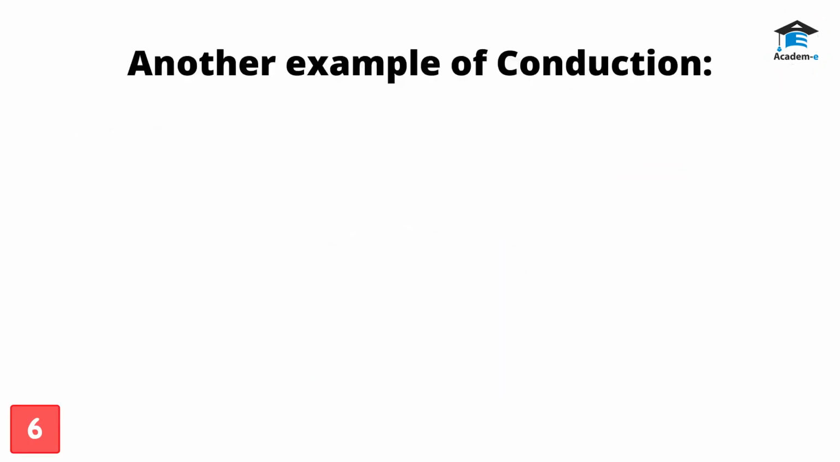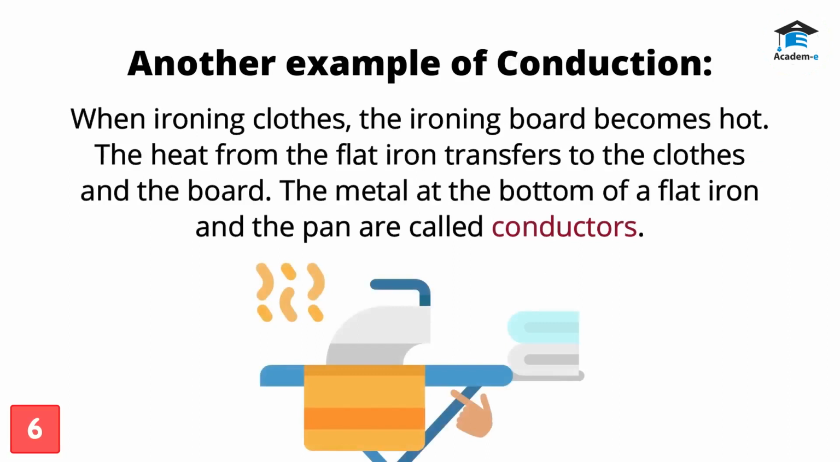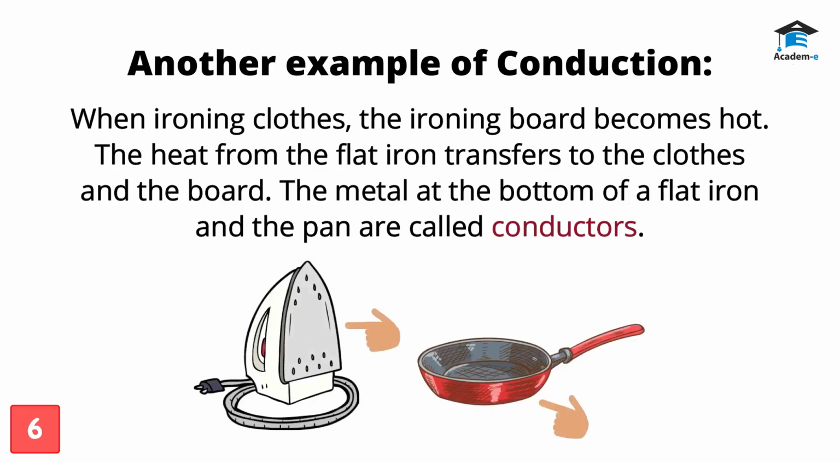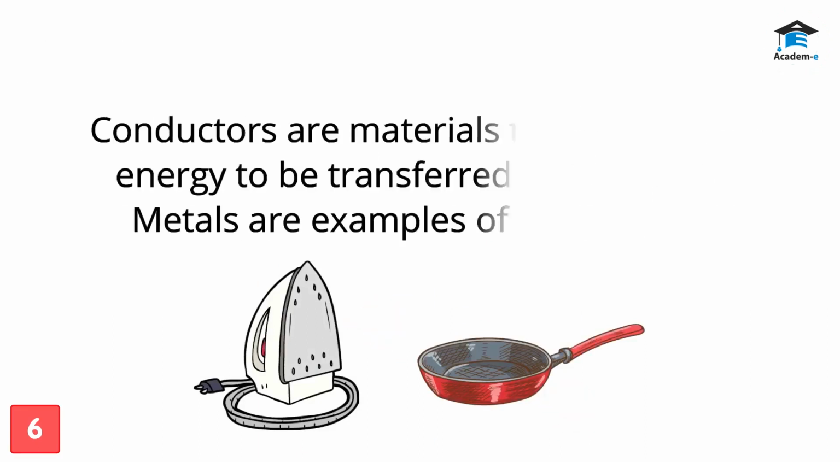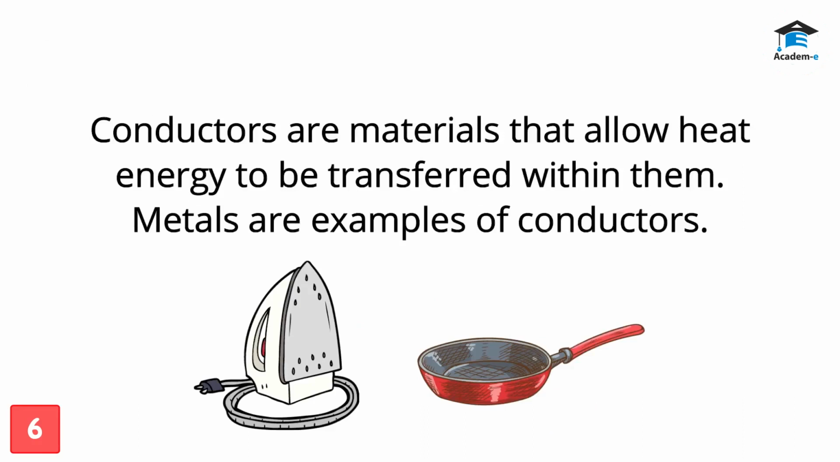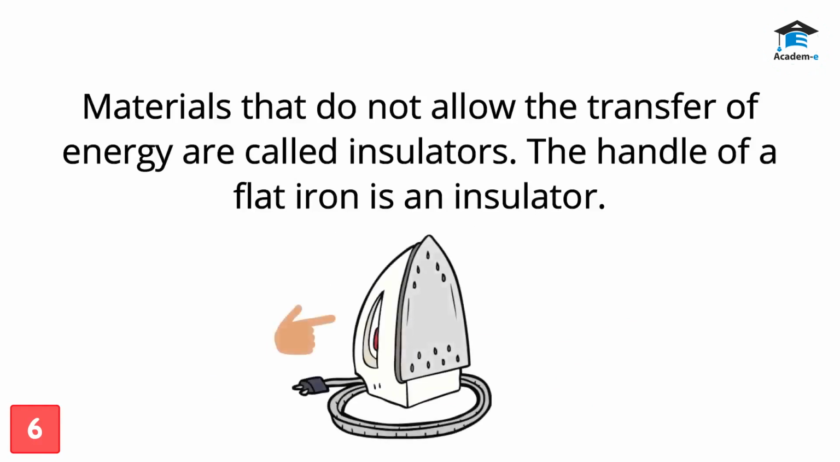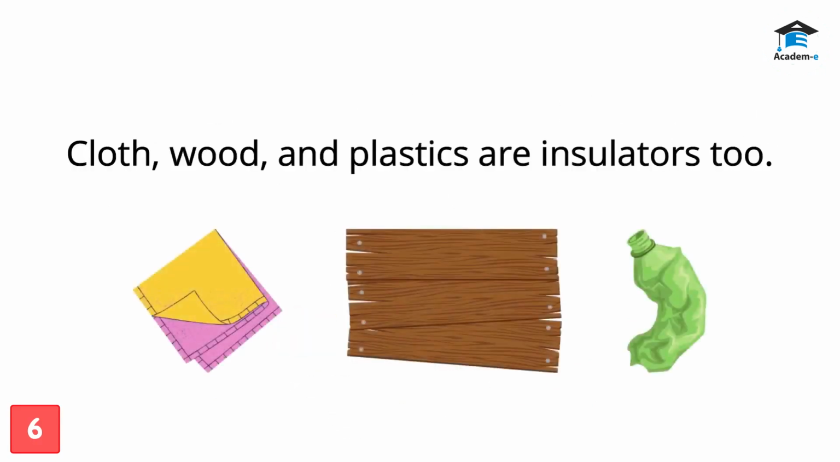Here's another example of conduction. When ironing clothes, the ironing board becomes hot. The heat from the flat iron transfers to the clothes and the board. The metal at the bottom of a flat iron and the pan are called conductors. Conductors are materials that allow heat energy to be transferred within them. Metals are examples of conductors. Materials that do not allow transfer of energy are called insulators. The handle of a flat iron is an insulator. Cloth, wood, and plastics are insulators too.